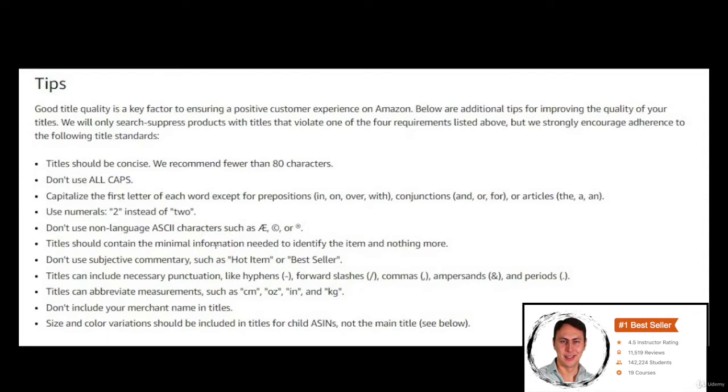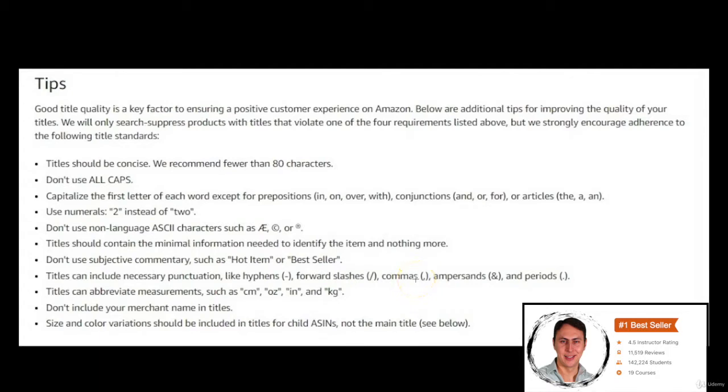Titles should contain the minimal information needed to identify the item and nothing more. We are already using the most searched keywords and identifying our product there. Don't use terms like hot item, bestseller, Amazon's choice. Amazon doesn't give you permission to write them down. You can use hyphens, forward slashes, commas, ampersands, and periods in your title. Amazon allows you to use them. And cm, oz, IQ, and kg, you can use these terms if they are related to the product.